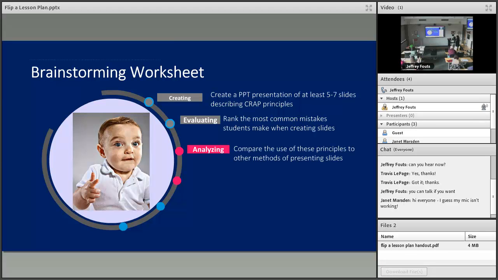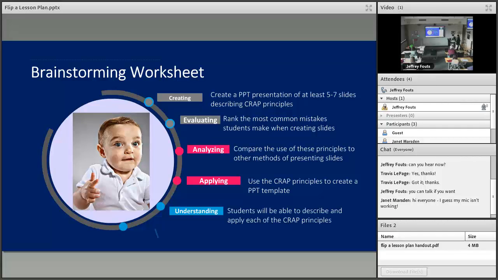Then when they analyze, they're going to compare the use of these principles to other methods of presenting slides. That's what they're going to analyze. Then for applying, they're going to apply the correct principles to create a PowerPoint template. The understanding and the remembering, they're going to do prior to coming to class. They're going to be able to describe and apply each of the correct principles, and students will be able to list the principles to create a PowerPoint slide.